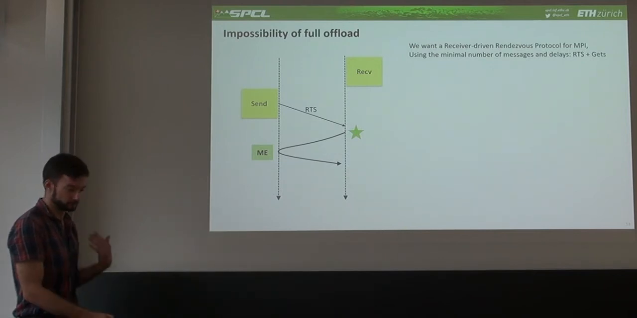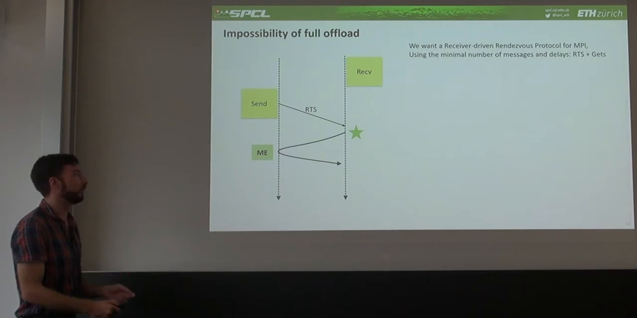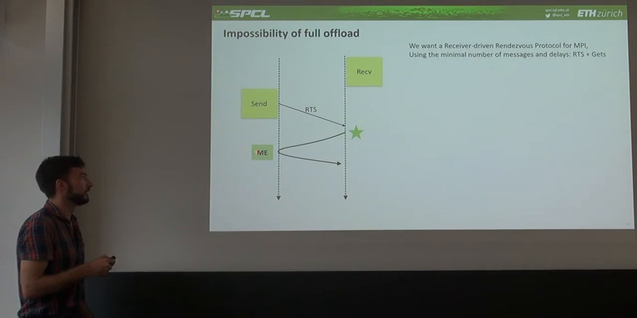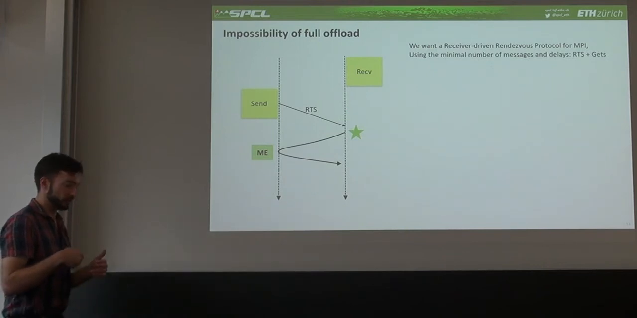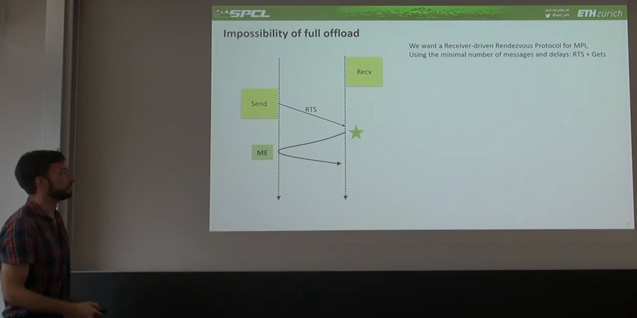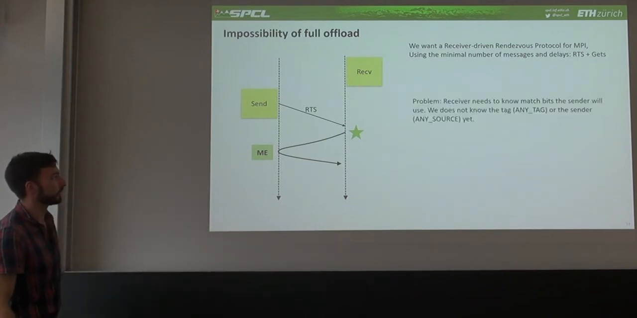It's basically a proof done by enumerating all possibilities of what could be the match bits that both sides could choose, and then showing that because MPI allows reordering of send receives, none of these combinations can work.